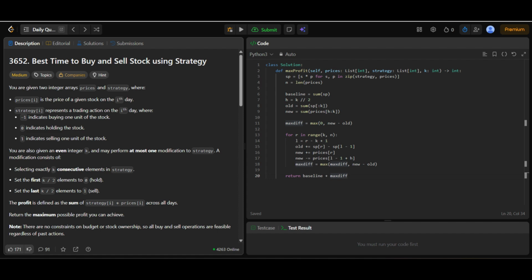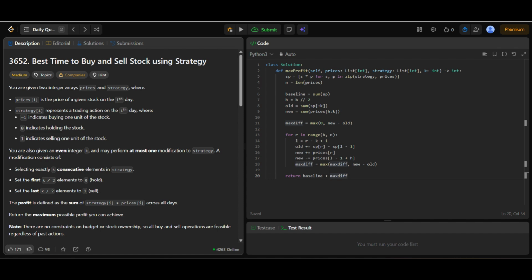Step 5. Track the best improvement. max_diff equals max(0, new minus old). We compute how much better the modified window is compared to the original. If the modification makes things worse, we simply ignore it. Step 6. Slide the window across the array. For r in range(k, n), we slide the window across the remaining days using a sliding window approach.